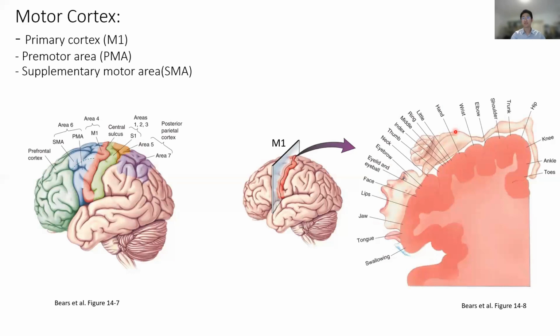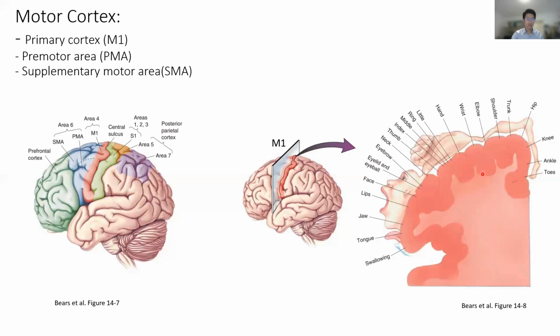What is interesting here is if we look at the distribution of different body segments, we find the hand area, from the thumb to the little finger, occupies almost the largest portion of the cortex area, also the hand and wrist. It seems like a very large portion of the M1 area contributes to the control of hand movement. That is not surprising because we humans are very good at manipulation tasks with the fingers if we compare to other animals.